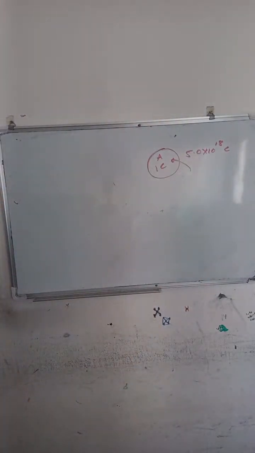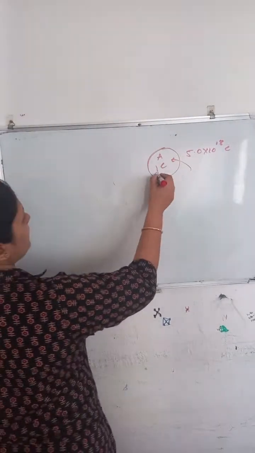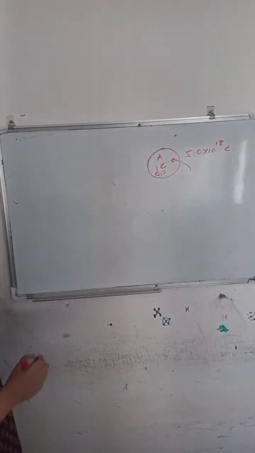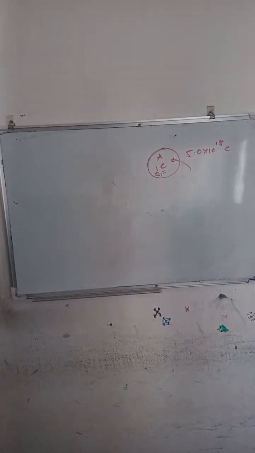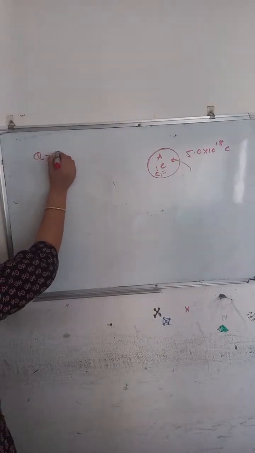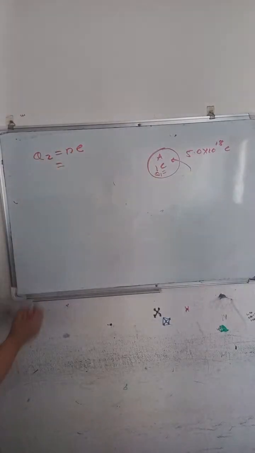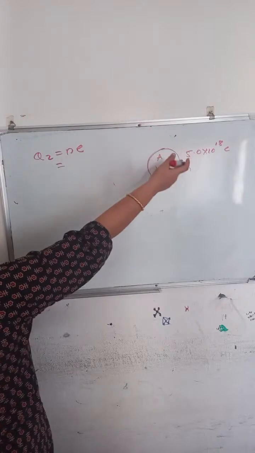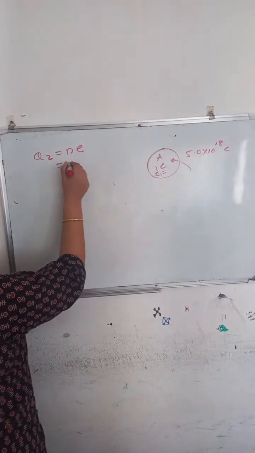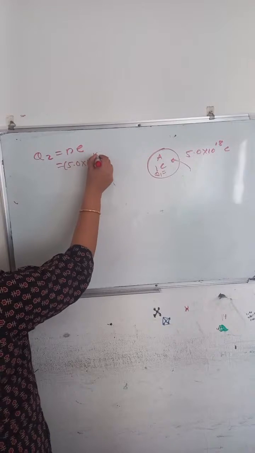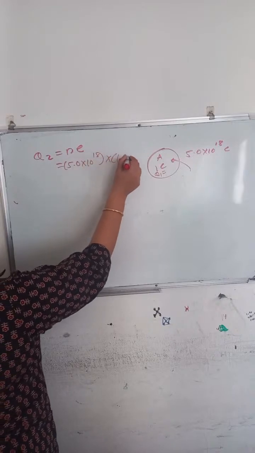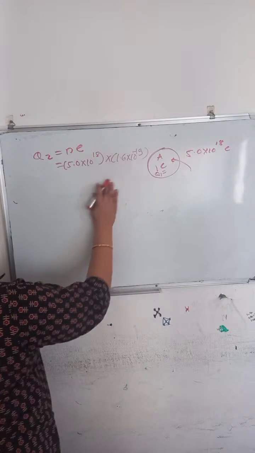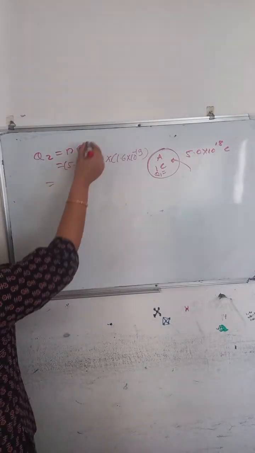Okay, so here we have to find out. Suppose the charge we have is Q1. Q1 is equal to 1 coulomb. Then can we calculate Q2? Q2 is nothing but N into E, correct? So N is the number of charges, 5.0 into 10 raised to 18, and E is 1.6 into 10 raised to minus 19, this is the value for an electron.